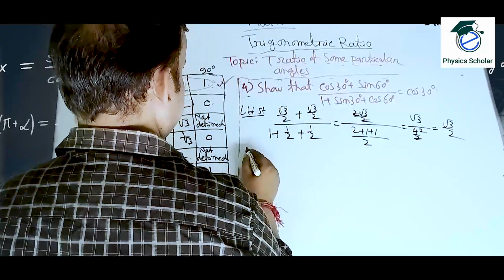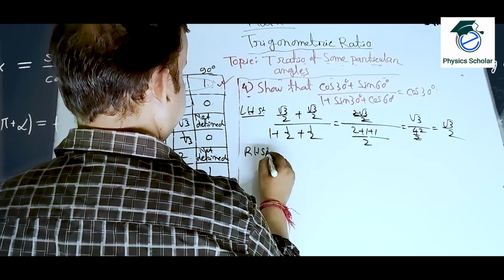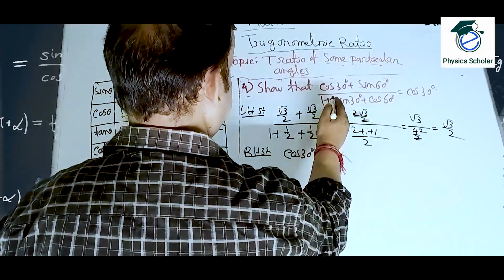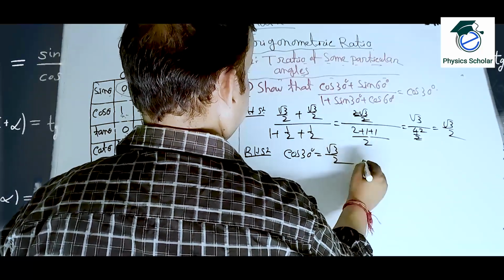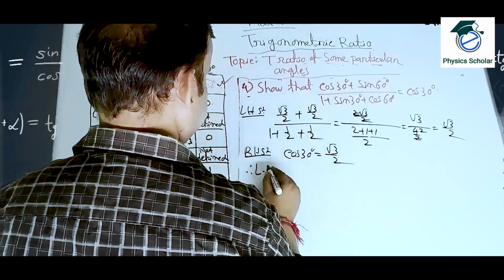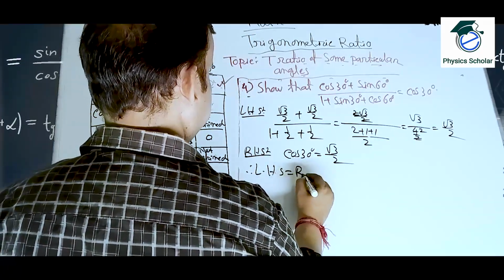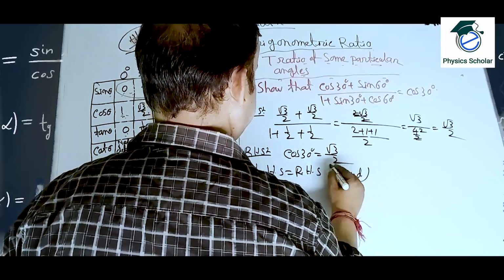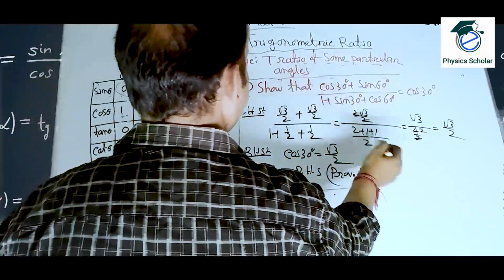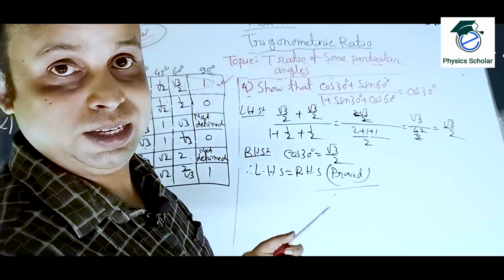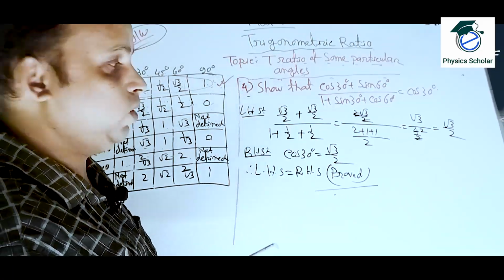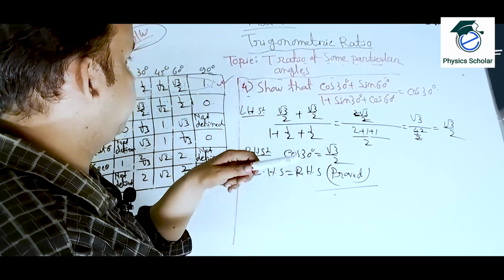Okay. So right hand side, cos 30 degree is equal to, cos 30 degree means what? Nothing but root 3 by 2. That means left hand side is equal to right hand side. Proved. Very easy sum. Only we are putting the values. Now you can see how important the value is. Clear? So that is the sum.